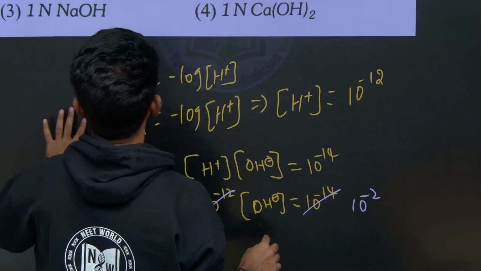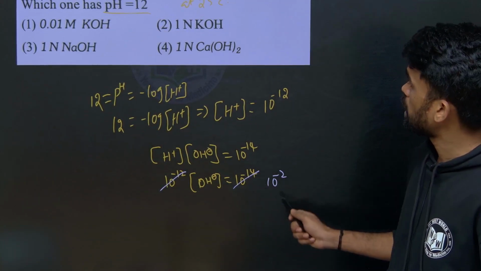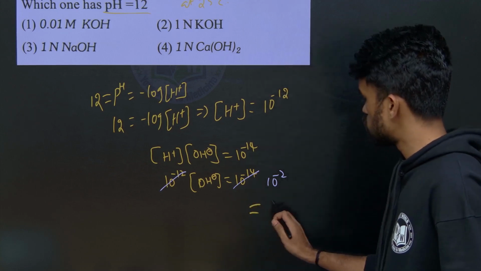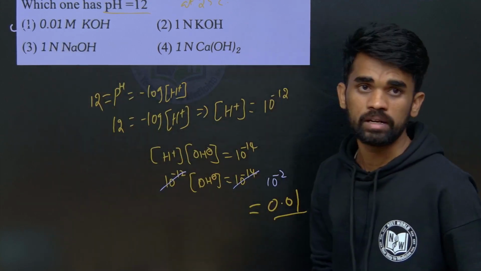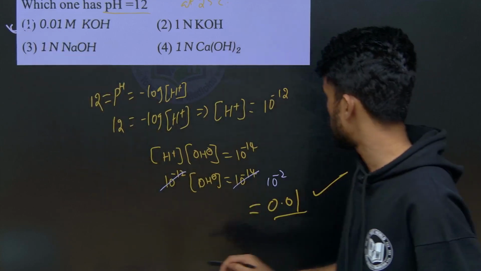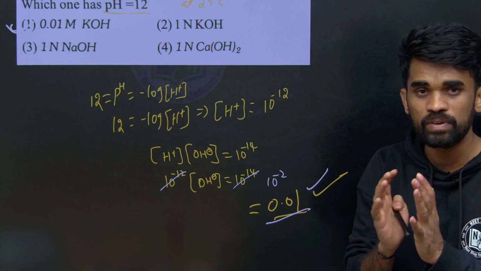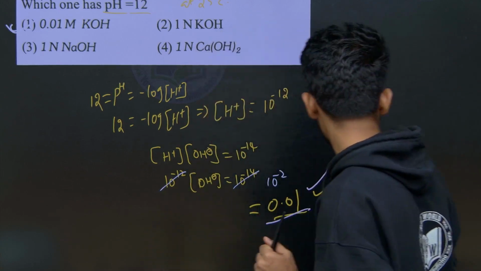So what is the concentration of OH minus? We got 10 power minus 2. So 10 power minus 2, where do we have 10 power minus 2? I can write this value as 0.01. Okay, so we have option number 1, because 10 power minus 2 can be written in this format. Therefore, option number 1 is the most correct answer for this particular question, right? I hope it is very clear without any confusion.